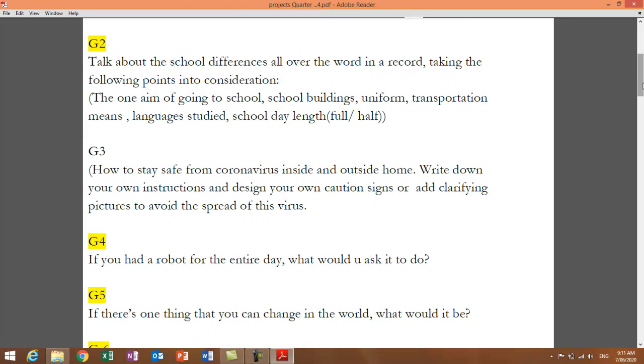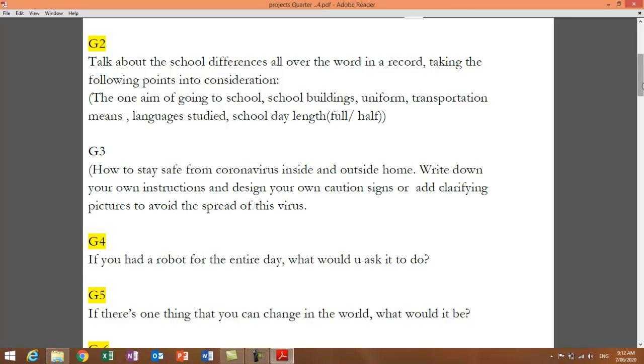Project for grade 3, how to stay safe from coronavirus inside and outside home. Actually, we kept on telling about the cautions that you have to take. Write down your own instructions and design your own caution signs or add clarifying pictures to avoid the spread of this virus. And you know how quickly this virus spreads.